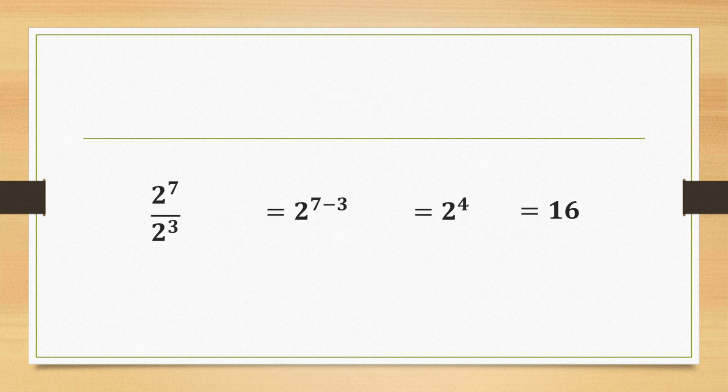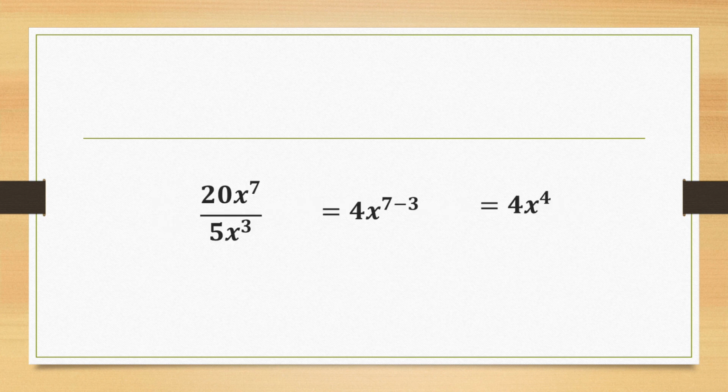Another example, 2 raised to the power of 7 over 2 raised to the power of 3. Keep the base, and the exponent of the numerator is greater than that of the denominator. We just simply subtract the exponent. 7 minus 3 is 4. 2 raised to the power of 4 is 16.